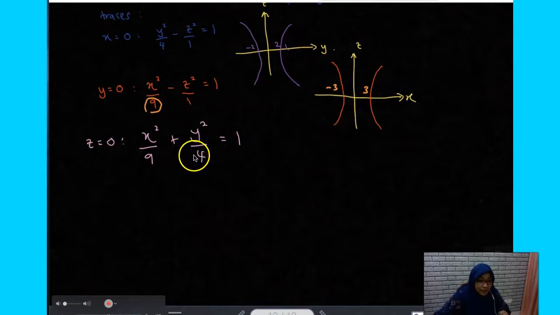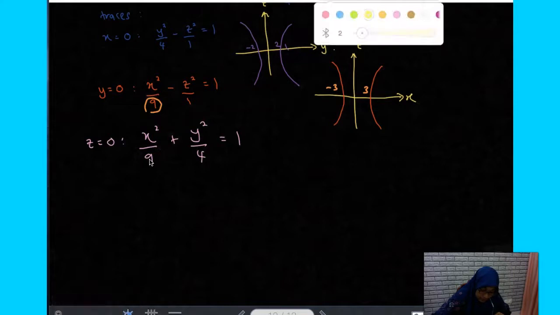Okay. So now how can you know the y-intercept and how can you know the x-intercept? Just look at the square root of the denominator. So at the y-intercept it should be 2. On the x-intercept it should be 3. Okay, so we sketch the ellipse.